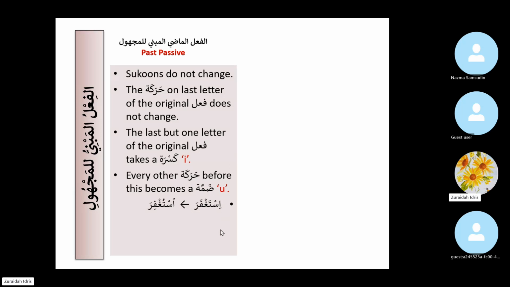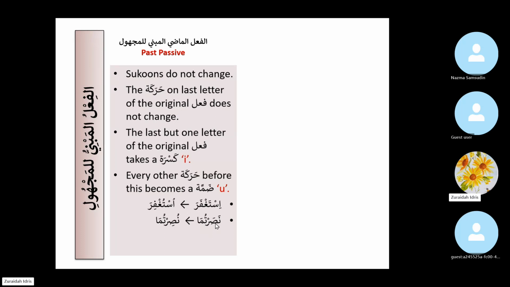Now, what happens if this is something for two people? This is where it is important for you to recognize what your original fi'il was. This is madin, so the original fi'il here would be nasara, for huwa nasara. But because it's attached to antuma, what happens? We have this sukun here.